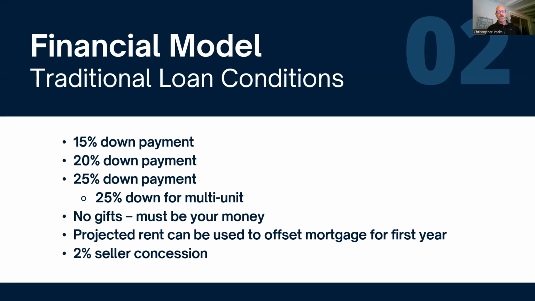Now, one thing that you can see as the last line on this slide is that you can get a 2% seller concession. And what that means is that if you're buying, let's say, a $400,000 house, you can get 2%, which is a fair amount of money, to help you cover the closing costs associated with this house.